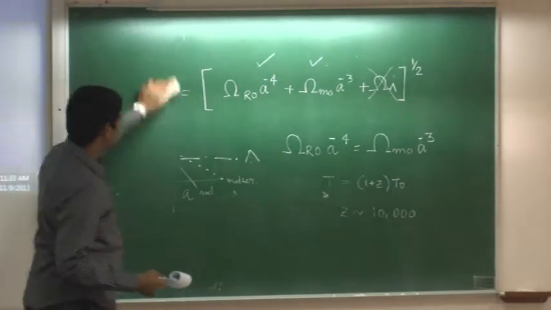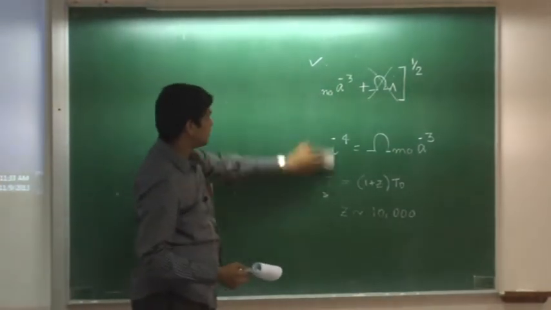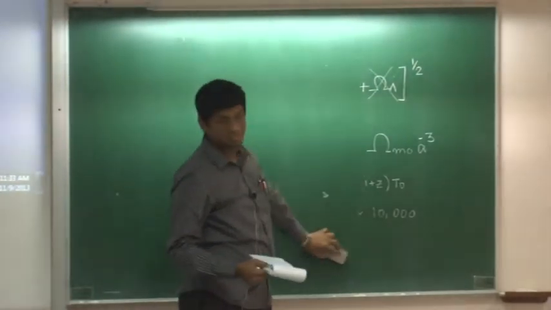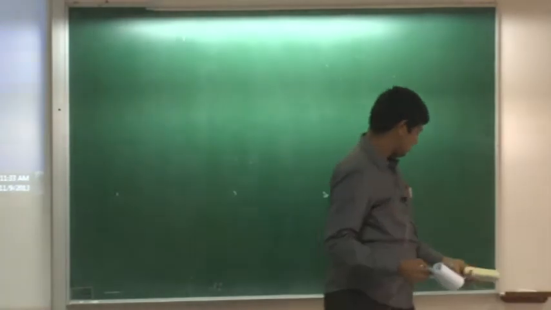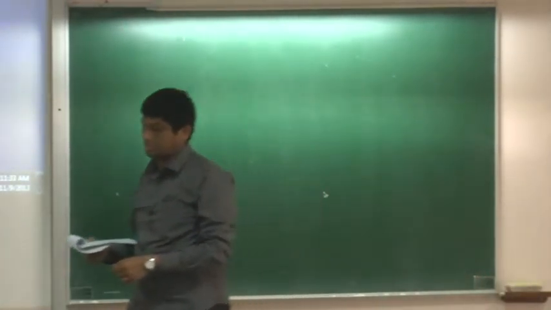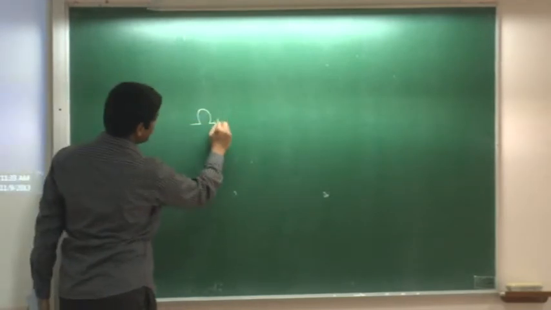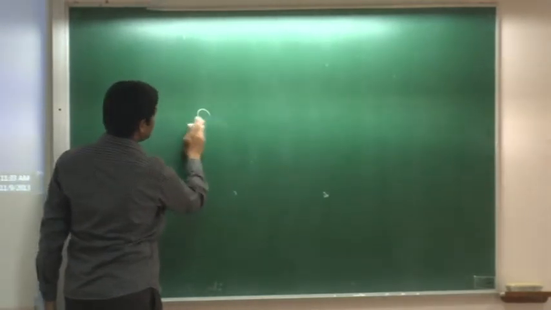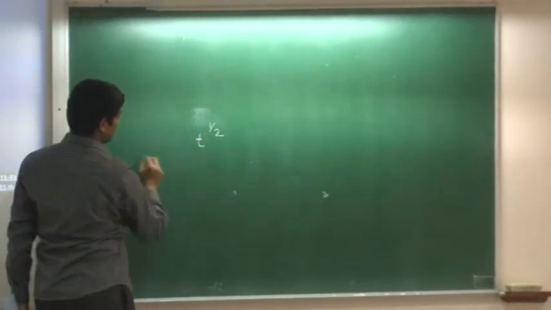And we know, if you remember, in a matter dominated universe, how does the scale factor change with T? It goes as t to the 2/3. How does it change for a, oh sorry, the universe is radiation dominated there. So for a radiation dominated universe, how does the scale factor change with t? So it changes with t to the half, right?